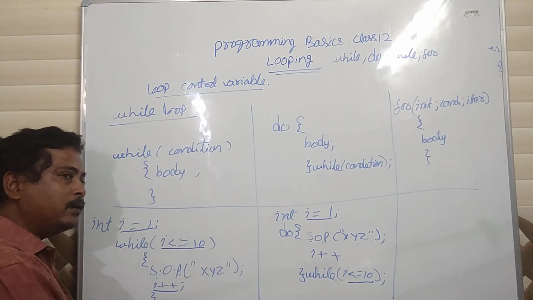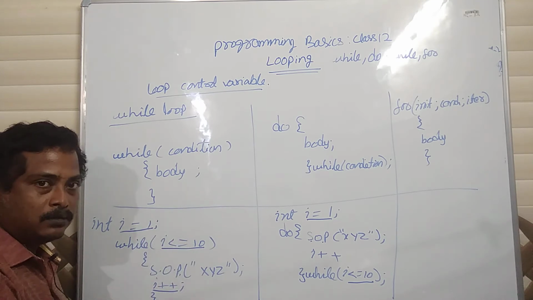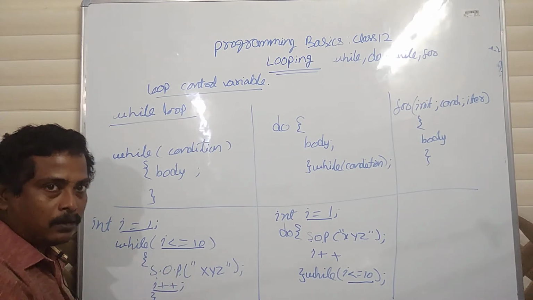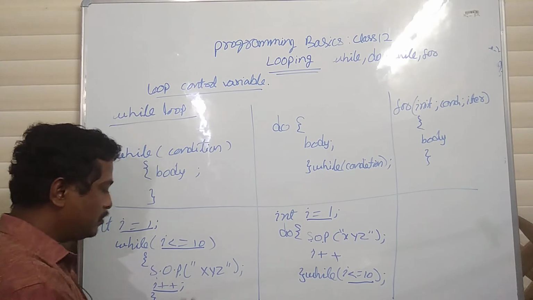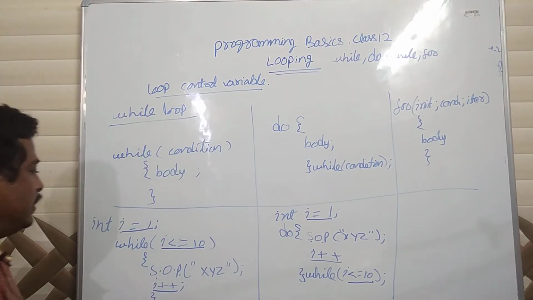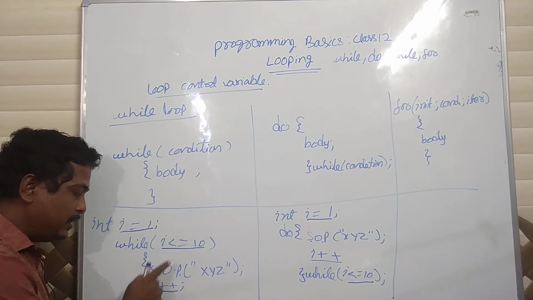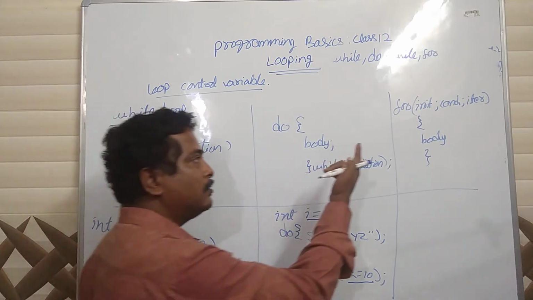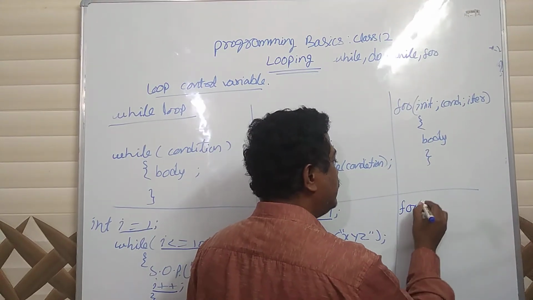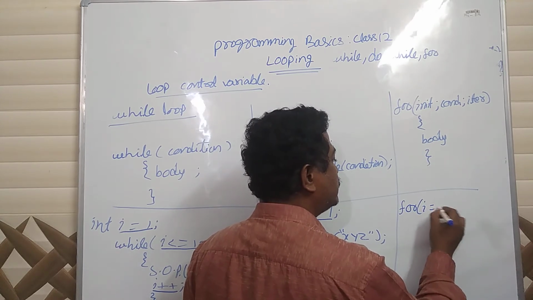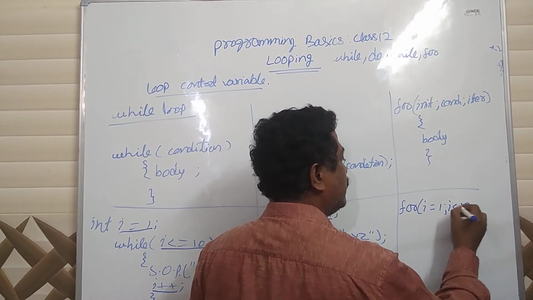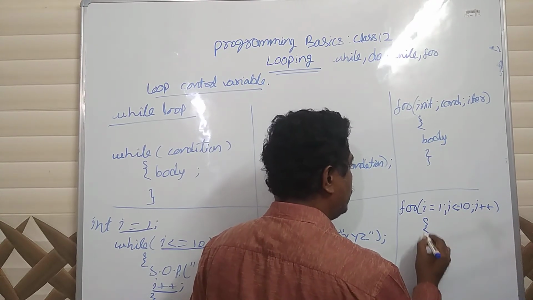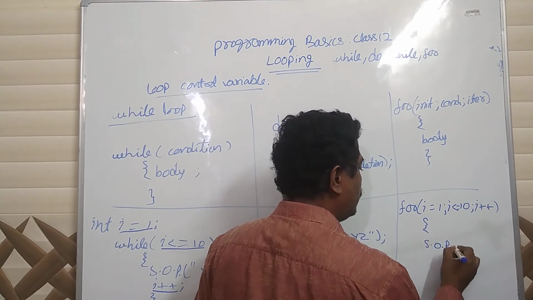So XYZ will be printing. Condition will not be failed, will not be false. To make this condition false, each time I have to increment the value of I by 1. Here also same thing. Okay. So three things: initialization, condition, iteration. These three are there in both the loop. In for loop also it is there. But in for loop, it will be there in a single line. I is equal to 1, I less than 10, less than equal to 10, I plus plus. In the body we will write SOP XYZ.